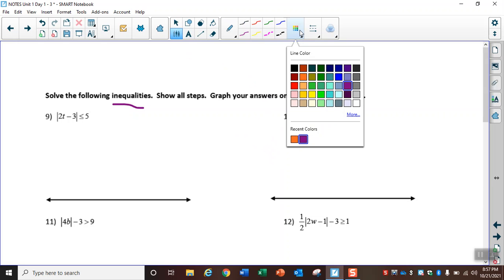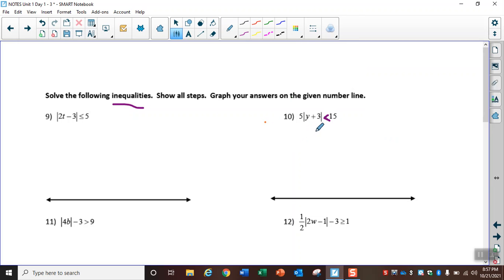I'm going to change colors. It'll be a little bit October-ish. So I've got to get the absolute value by itself. So I've got to get rid of this 5 in front. So that crosses out, and I've got the absolute value of y plus 3. So notice I still have the absolute value. All I did is get rid of the 5, and now it's less than 3.